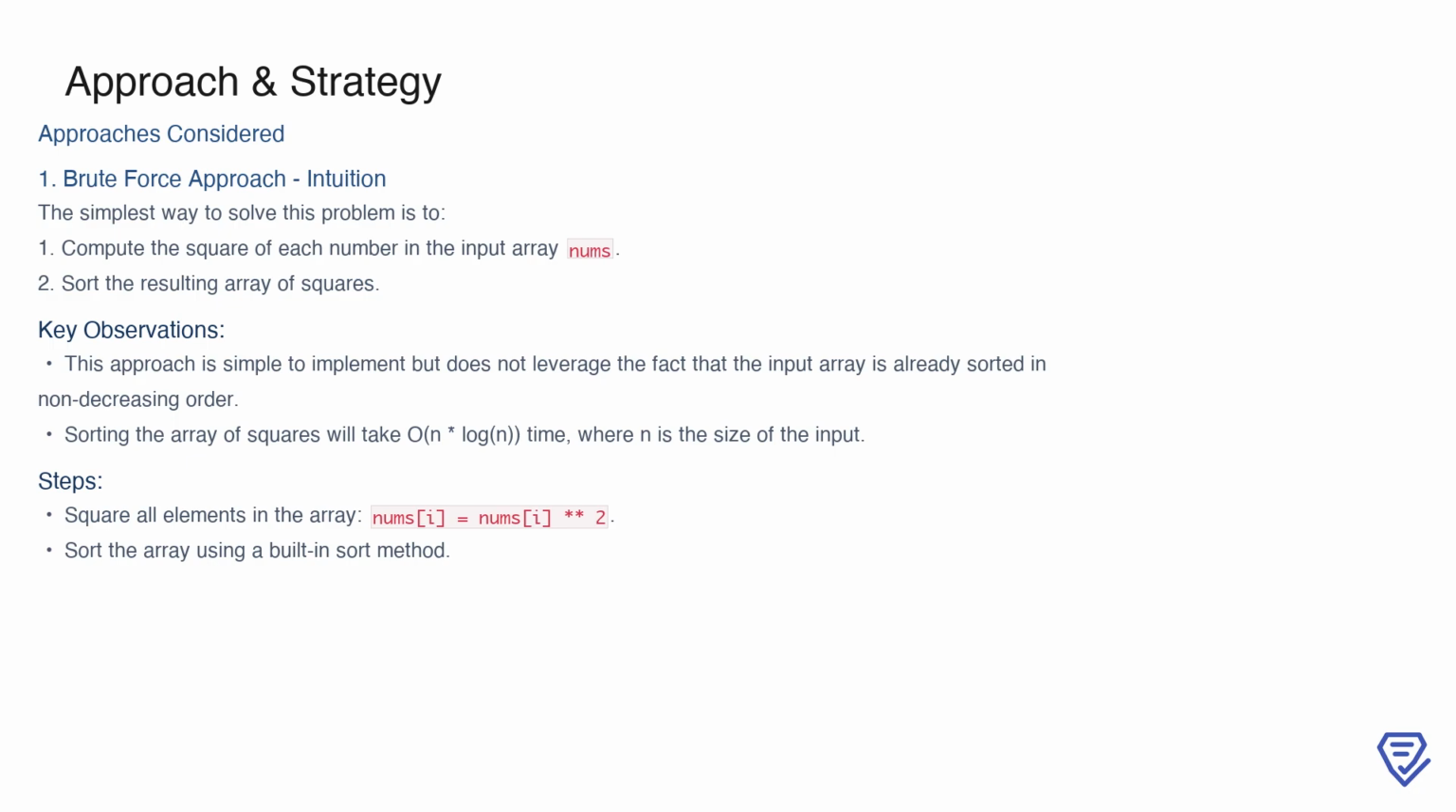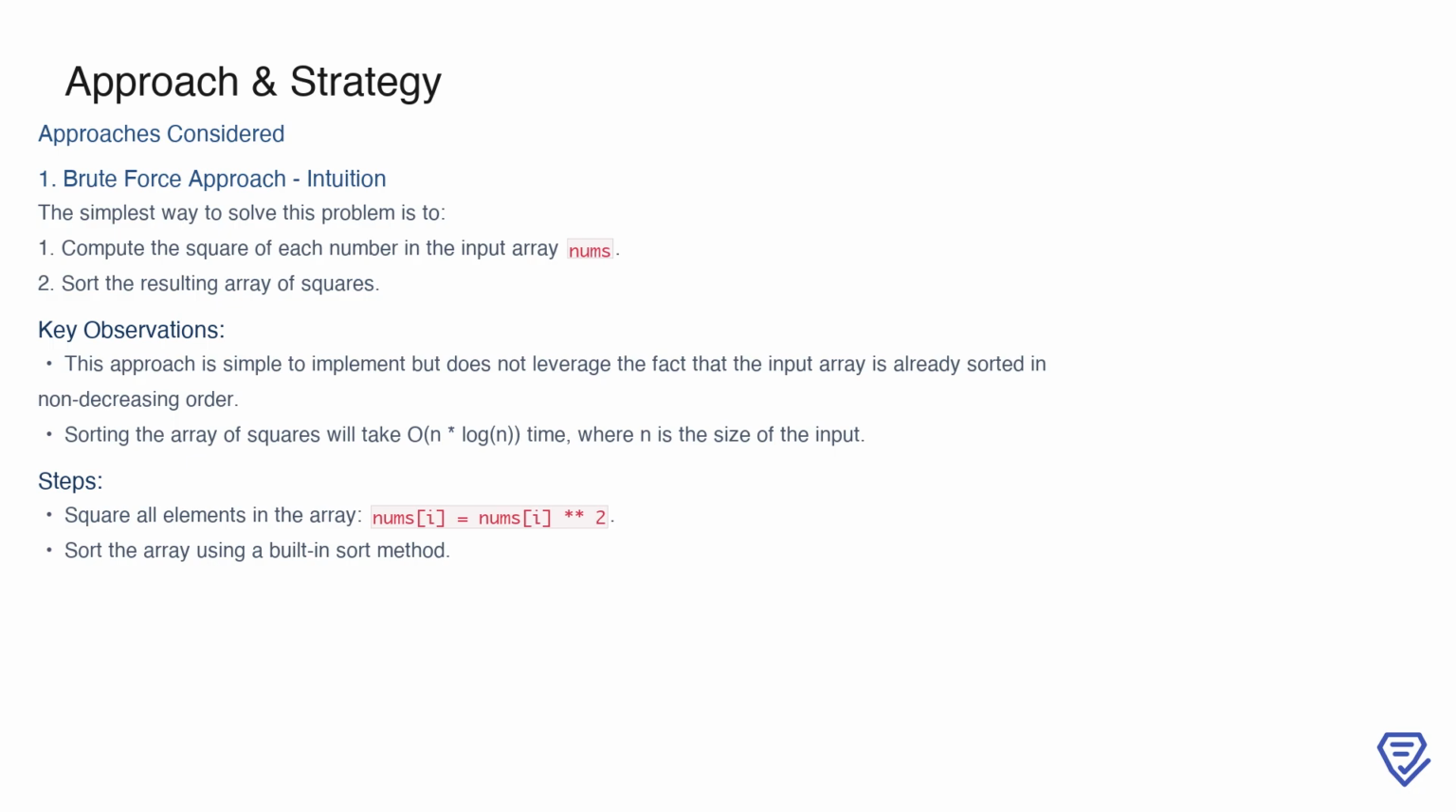To solve the problem of finding the squares of a sorted array, one straightforward approach is the brute force method. Here's how it works. First, we calculate the square of each number in the input array. For instance, if the input is -4, -1, 0, 3, 10, we square each element to get 16, 1, 0, 9, 100. Then, we sort this resulting array to produce the final output in non-decreasing order, which would be 0, 1, 9, 16, 100. While this approach is easy to implement, it does not take advantage of the fact that the input array is already sorted.